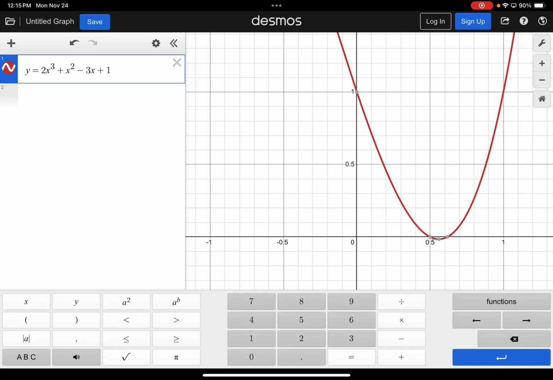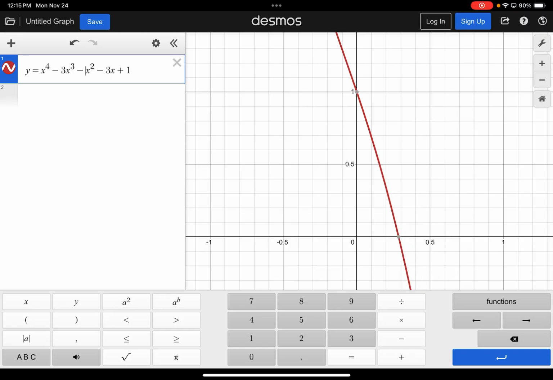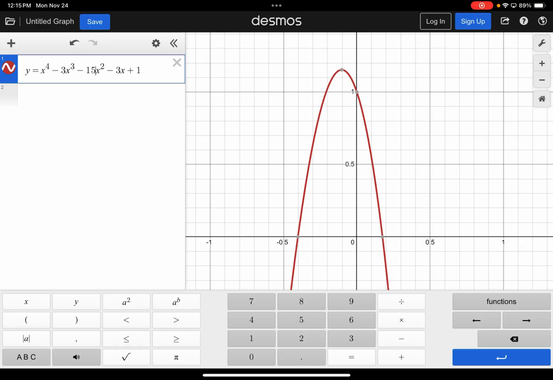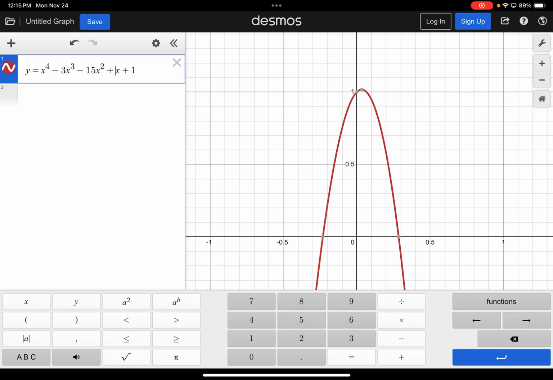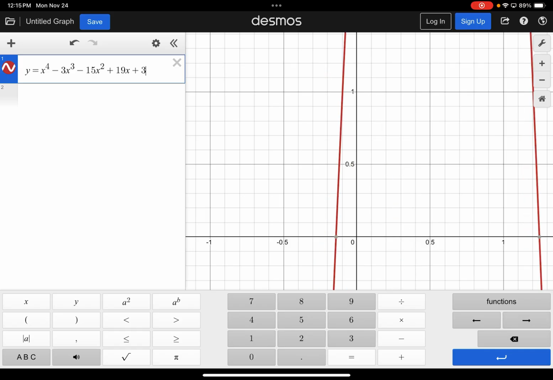We have x to the 4th. Minus 3x cubed. Minus 15x squared. Plus 19x. Plus 30. Okay.